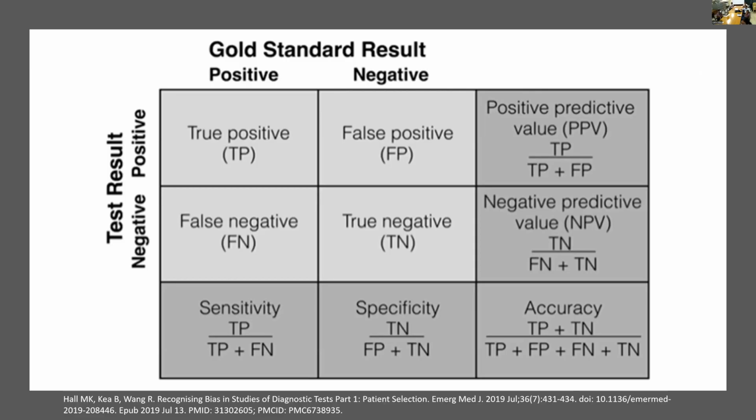Now, sensitivity is the true positives divided by the total number of patients who have the disease. Specificity is the true negatives among the patients who do not have the disease. If you look at it horizontally, we can calculate the positive predictive value as well as the negative predictive value. It's important to remember that sensitivity and specificity do not depend on the prevalence of the disease in the population, but the predictive values depend on the prevalence of the disease.